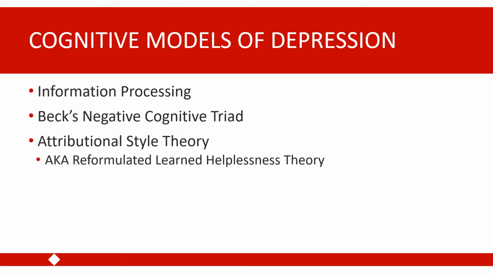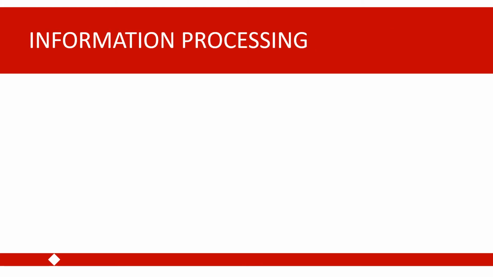So we'll be talking about three different cognitive models of depression. We'll talk about the role of information processing. We'll talk about Beck's negative cognitive triad, and we'll talk about attributional style theory. You might sometimes see attributional style theory referred to as reformulated learned helplessness theory, because Seligman, when he added a cognitive component to the behavioral learned helplessness model, discussed attributional style theory as a reformulated theory of learned helplessness that incorporated this cognitive component.